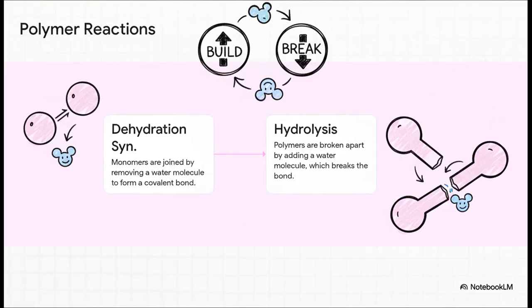And get this, there are really only 2 basic reactions you need to know that run almost all of biology. To build a polymer, you link 2 monomers together by removing a water molecule. That's called dehydration synthesis. To break a polymer down, you just do the opposite.